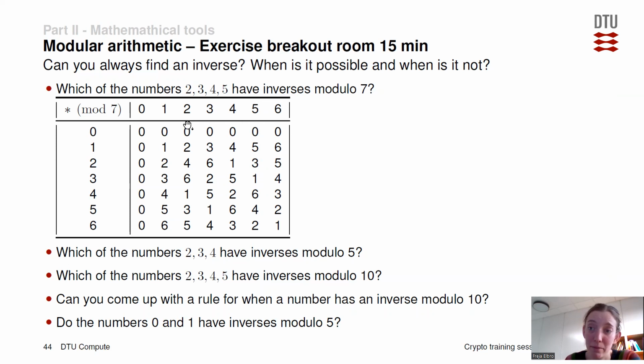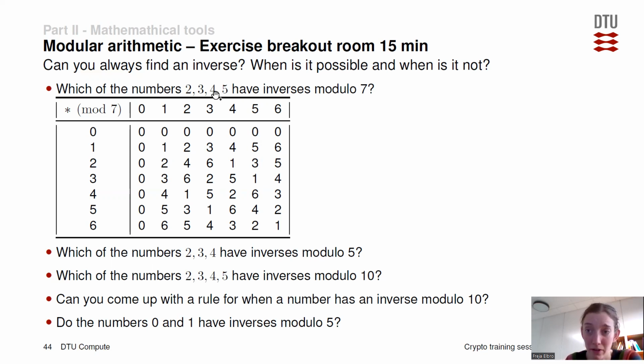The simplest way to do that is to make a table of what you get when you take each of the numbers modulo 7 and multiply them by each other. In this row I have 0 times everything. Here I have 1 times everything. Here I have 2 times, so this is 2 times 0, 2 times 1, 2 times 2, and so on. I hope that makes sense. Now the question is, which of these numbers have an inverse modulo 7? For which of these does there exist another number I can multiply it with to get 1? Let's check 2. I want to check if there's anything I can multiply 2 by to get a 1. There we are. 2 times 4 is 8, which is 1 modulo 7. So 2 has an inverse modulo 7.